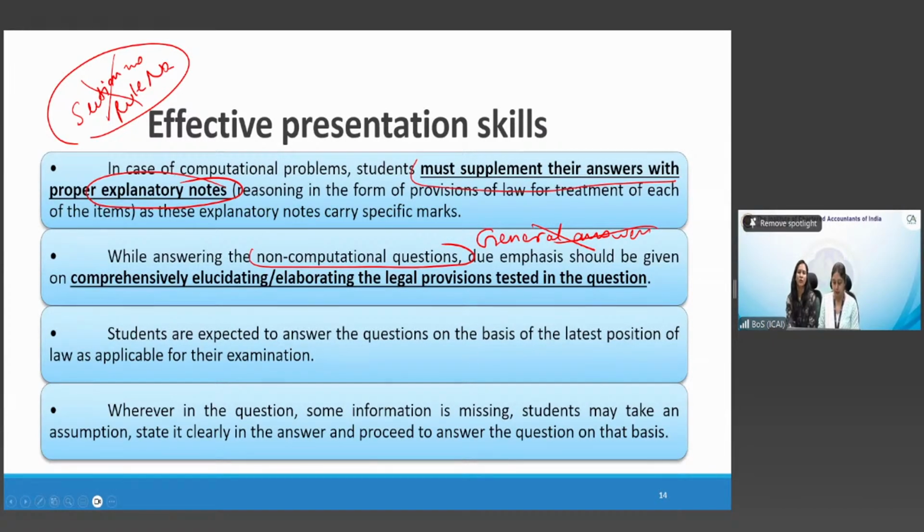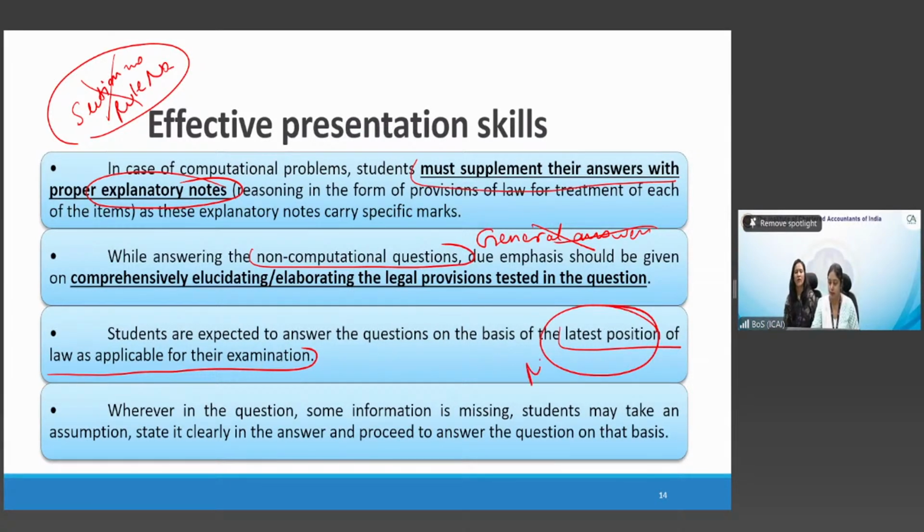You might not quote the rule number or section number. That is okay, because we always say that it is better not to quote than to misquote the section or rule number. But yes, your answer should be based on the legal provision that has been discussed in the respective act or rule. Then students are expected to answer the questions on the basis of the latest position of law as applicable for the examination.